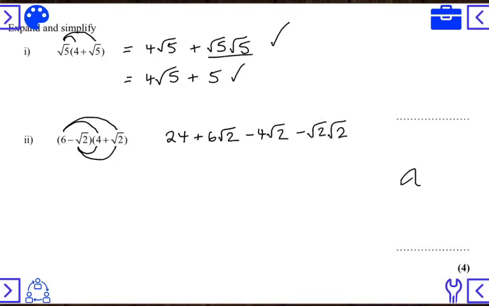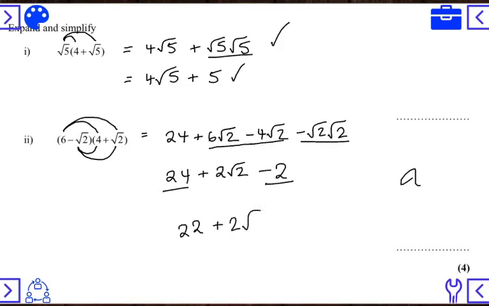Simplifying as much as I can here, I can simplify the middle 2 terms. This would give me 6 root 2 minus 4 root 2 is 2 root 2. But we'll also notice that I can simplify the bit on the end, and root 2 times root 2 is 2. So remembering that I'm taking this away, now I can see that again I can do more simplifying, and 24 minus 2 is 22 plus 2 root 2. So this is how we can get all of the marks to these exam questions.